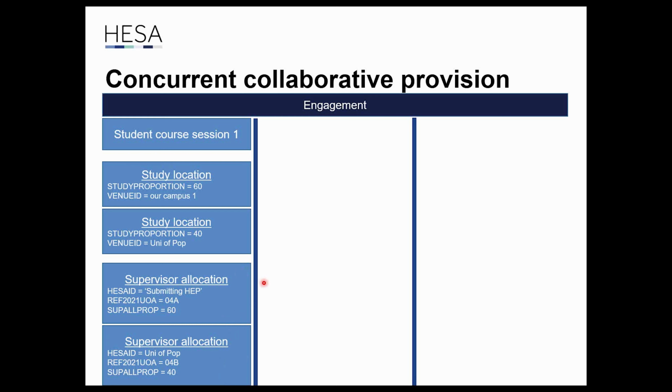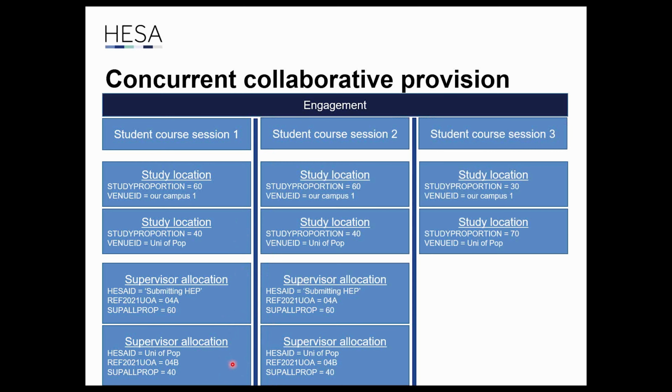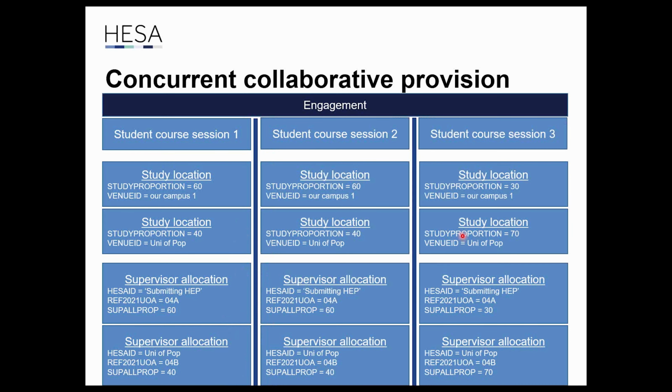So that's how you return it, really. You're kind of returning the location and any supervisor allocation, reflecting the other provider that's also taking part in delivering this, well, in the example, I'm giving the PGR course to the students. So in the future years, you basically do the same thing. You just keep returning it when it's relevant, the study location or supervisor allocation, reflecting any change. So in this year, change the figures, it's a different split. And you just return whatever is happening during that student course session.